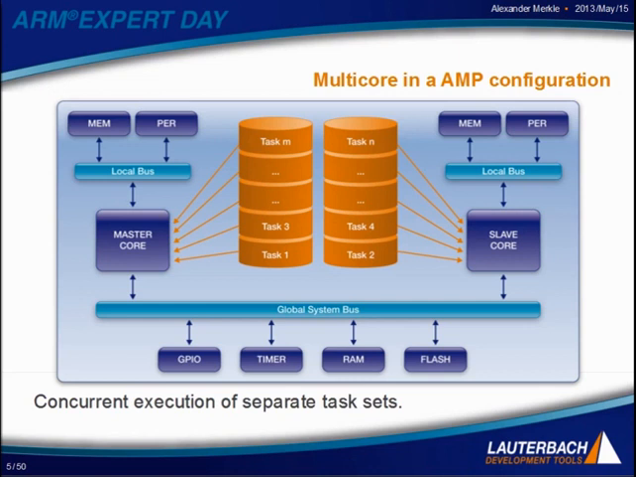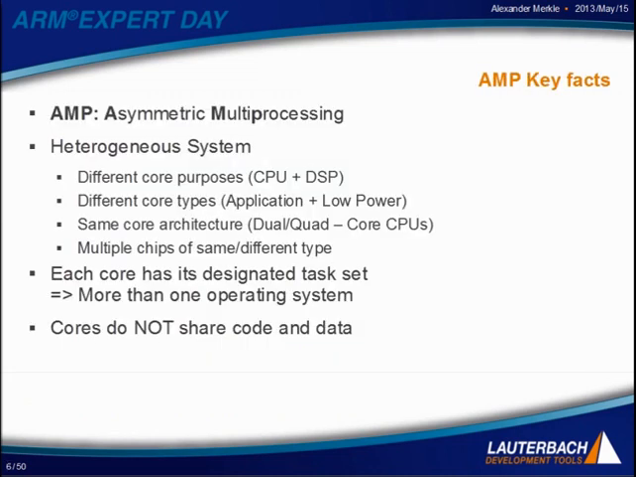So let's sum this together. AMP stands for asymmetric multiprocessing. Asymmetric means we have a heterogeneous system. We might have different core types. A classical setup would be a CPU, an application processor, plus a DSP. Or we have an application processor and a low-power CPU, or a real-time CPU, which is used for highly deterministic interrupt handling.